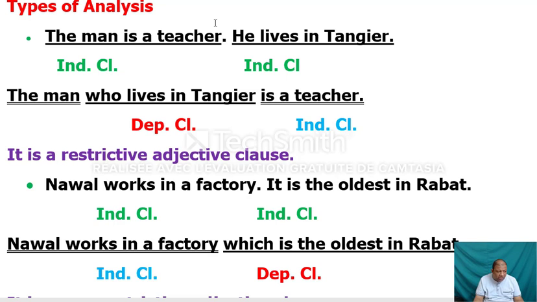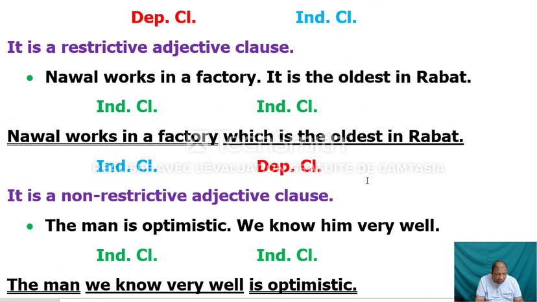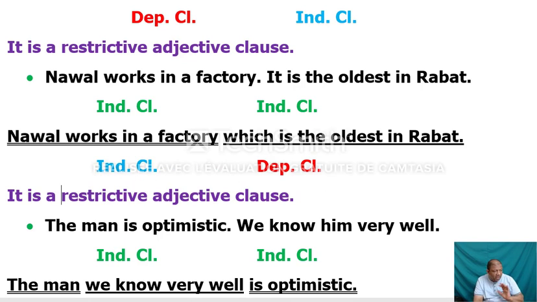Number 2: Noel works in a factory. It is the oldest in Rabat. So here, a factory and it are the two words that are repeated. Both of them are independent because they are not combined yet. When I want to combine the two, it becomes: Noel works in a factory which is the oldest in Rabat. So the relative clause is the dependent, and the first one is independent. In this case, it is a restrictive adjective clause. A factory: which factory are you talking about? We don't know. Here, which is the oldest in Rabat, a relative clause or adjective clause, comes to identify a factory in this case. Am I clear?